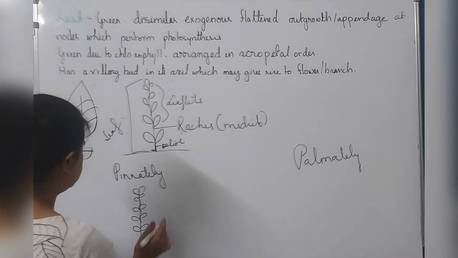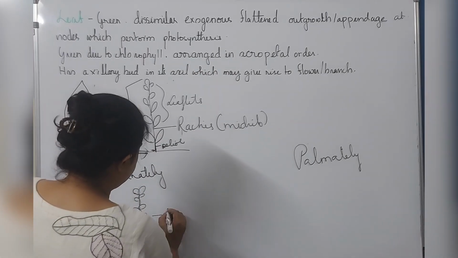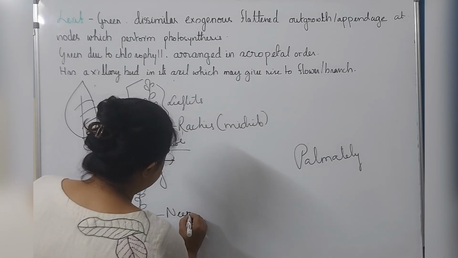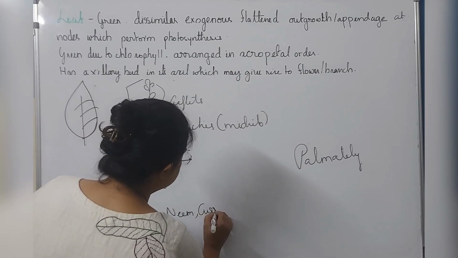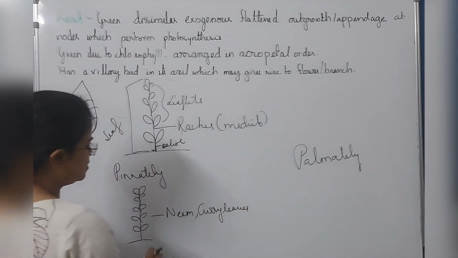Pinnately compound यही structure है where this midrib keeps on growing and leaflets are attached laterally. Okay? ये हमें कहाँ देखने को मिलता है? आपके बुक में एग्जाम्पल है नीम, curry leaves, and many others are there.